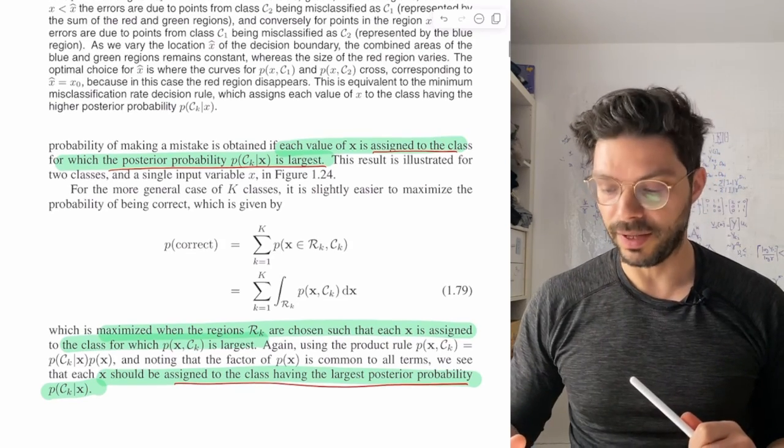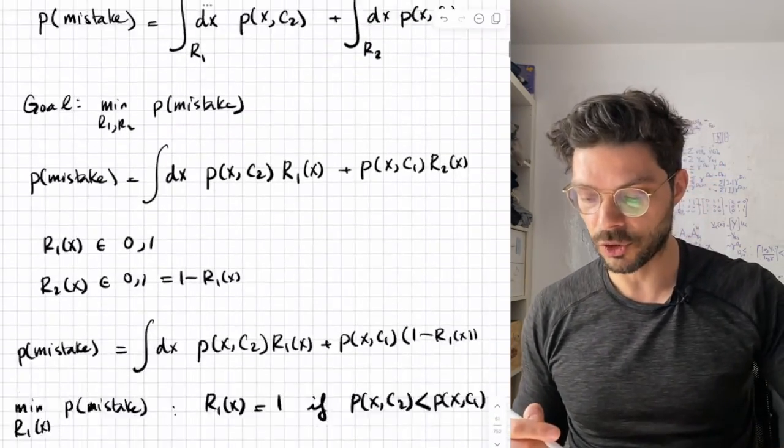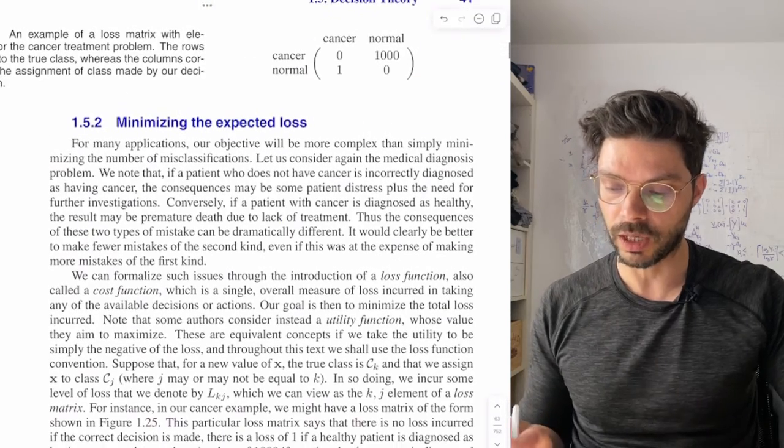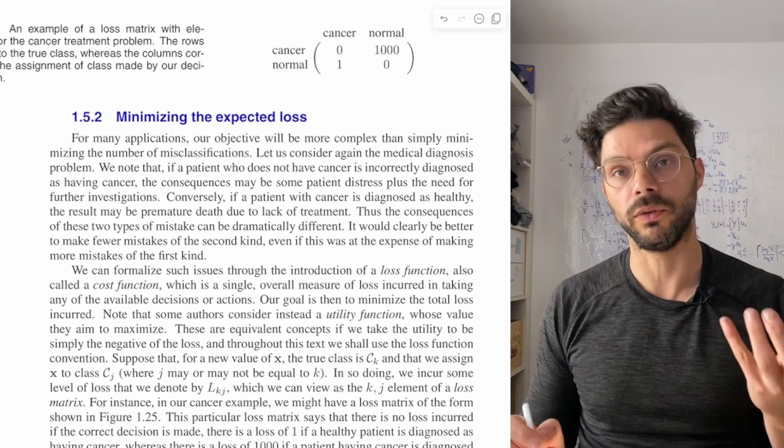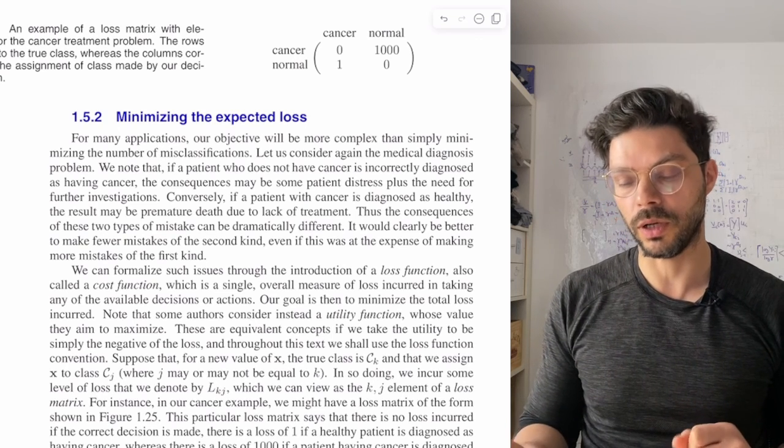Okay, so I think that's about it for this section. And next time we're going to talk about having a different goal that you're trying to optimize, which is the expected loss.